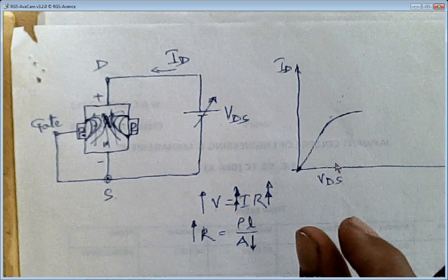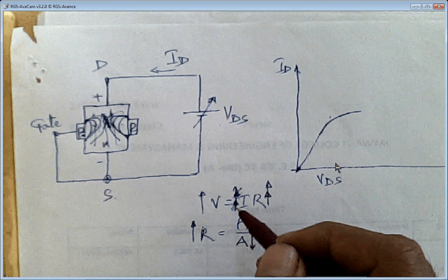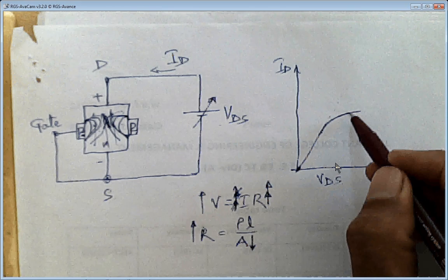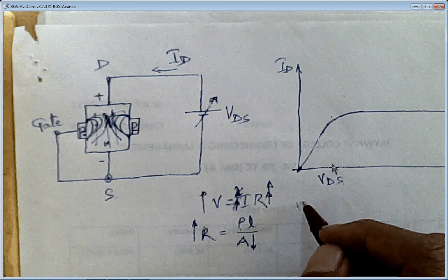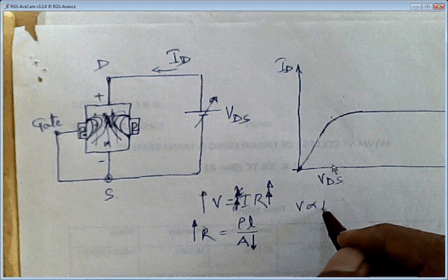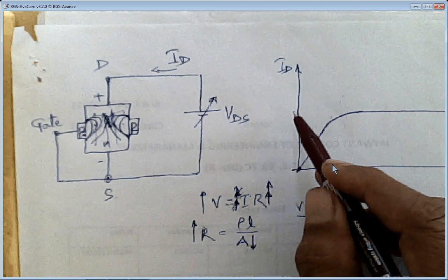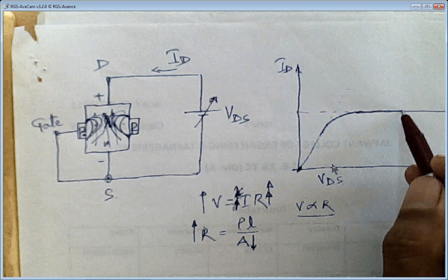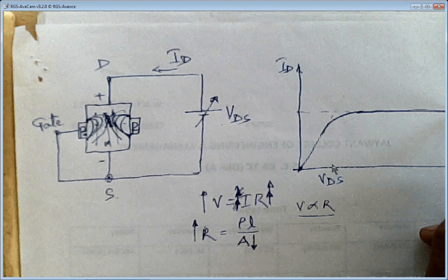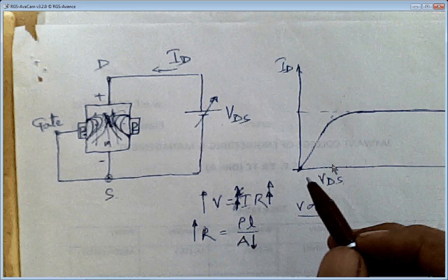So whenever it has been reached, after that there will be no rise in current, but resistance will now be directly proportional to V. So now V will be directly proportional to R, because of which you will find no current rise, current will be constant, and you will find a flat graph. Even if you still try to increase VDS, now increasing VDS, what was happening?